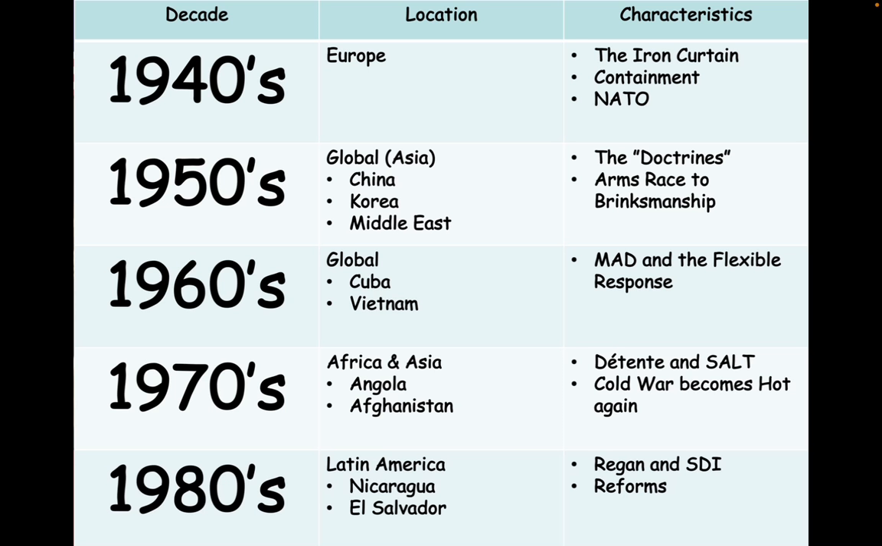In the 80s, the Cold War is fought mostly in Latin America, but also a little bit in other areas. Reagan begins to put the pressure on the Soviet Union, calling them out and developing new weapon systems called the Strategic Defense Initiative, Star Wars, lasers that can shoot down nuclear missiles. And the Soviet Union, being faced with economic problems, begins to reform through glasnost and perestroika.